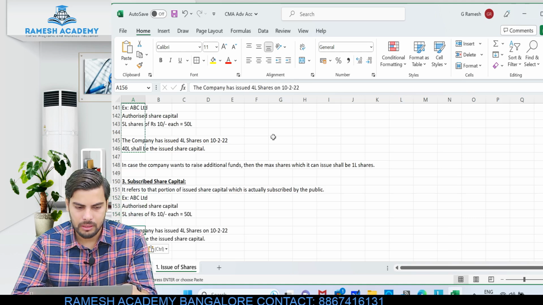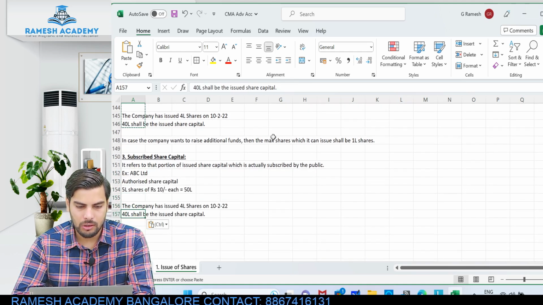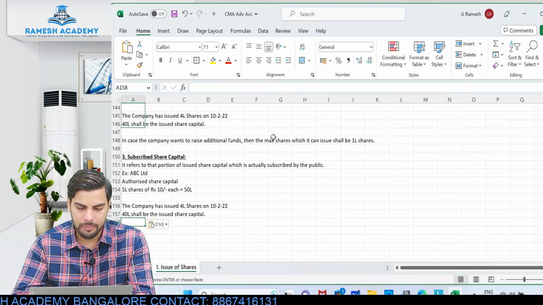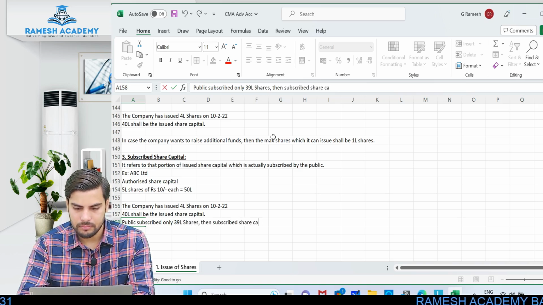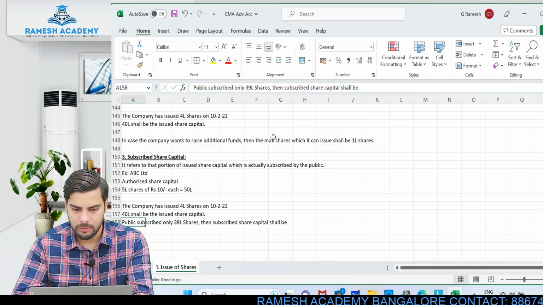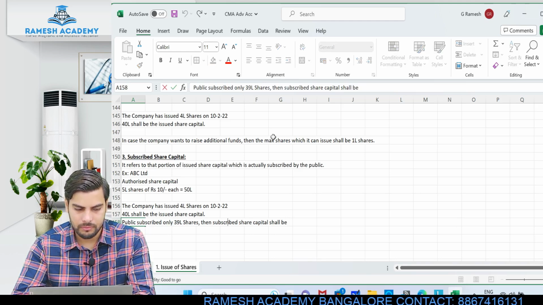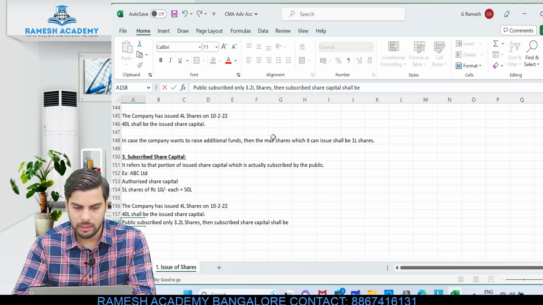the same example. So let us say the company issued 4 lakh shares on 10th February. 40 lakh shall be the issued share capital. So let us say public subscribed only, sorry, I'll just write it in this way. So out of 4 lakh, let's say 3.2 lakh shares. Then 32 lakh shall be the subscribed share capital.